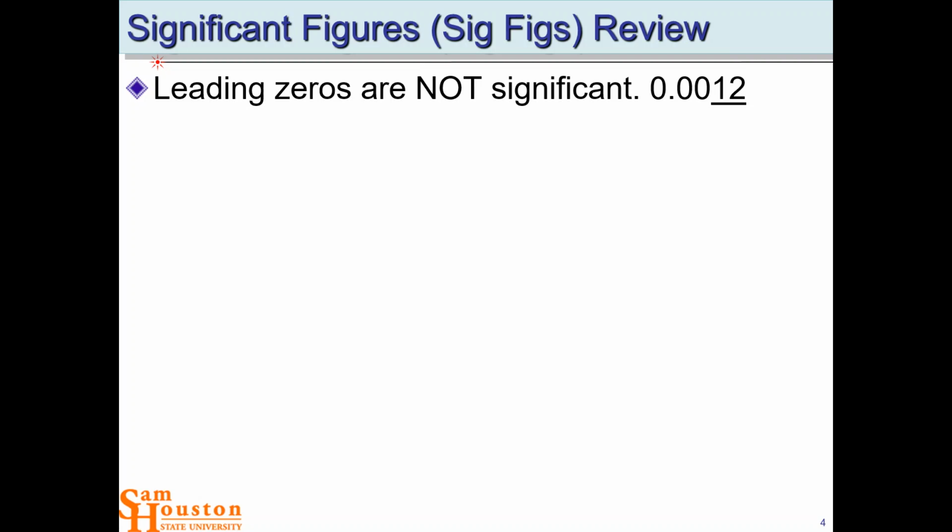And in order to check yourself, how would you write this in scientific notation? 1.2 times 10 to the negative 3. Okay? You would not write 0.0012 as 0, 0, 1, 2. Right? That would be ridiculous. You wouldn't catch yourself doing this, and so you know those leading zeros are not significant. Because if you were to convert it to scientific notation, you would just write 1.2 times 10 to the negative 3.